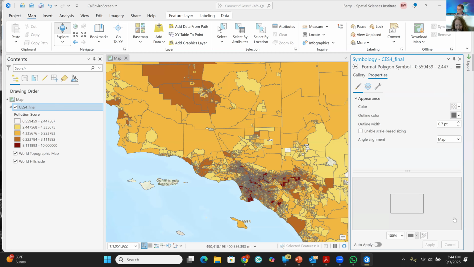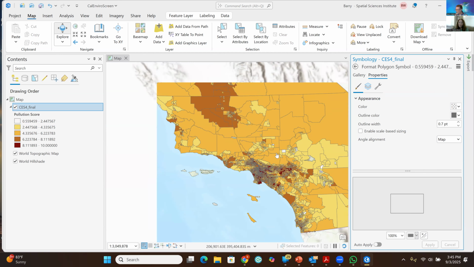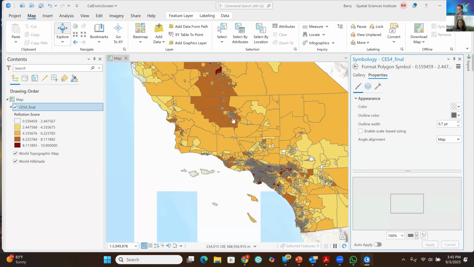I like to use the auto apply at the bottom. If you try to hit cancel without applying, it says, are you sure you want to do that? Actually, if you hit cancel, you're okay. But if you try to close it without applying it, it'll ask you. So there, you can see there's some areas that now sort of blank out, which is appropriate for what I want to do.